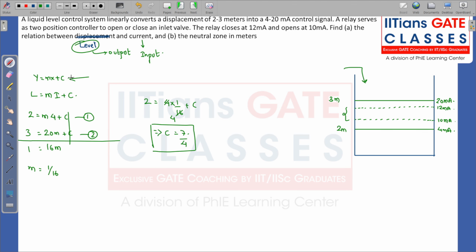Next you need to find the neutral zone. For finding the neutral zone, simply put the currents in this expression. We have the value of m and c, so let me put that in. The neutral zone will be what?